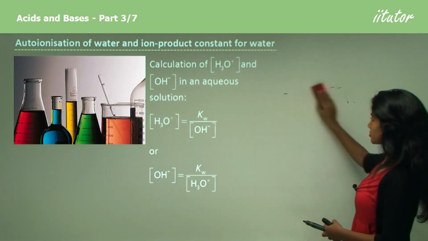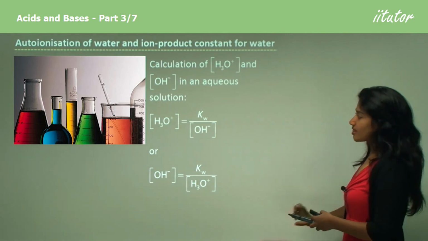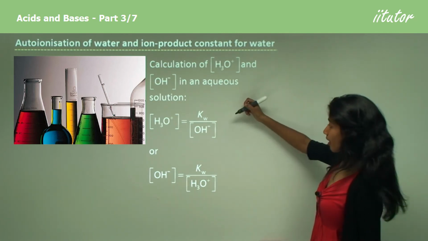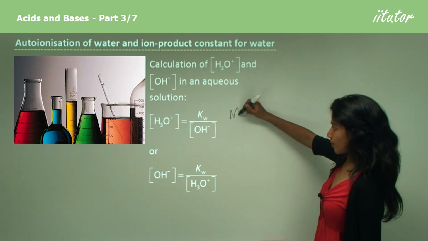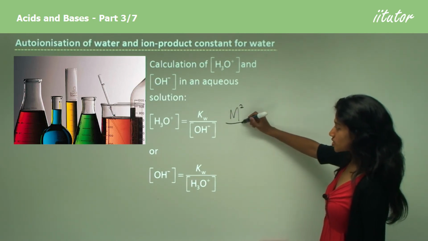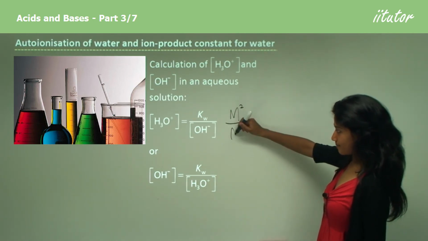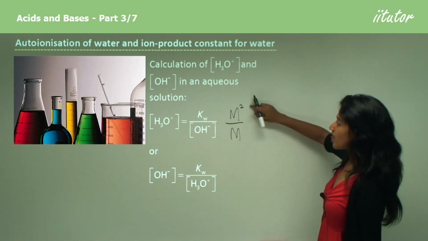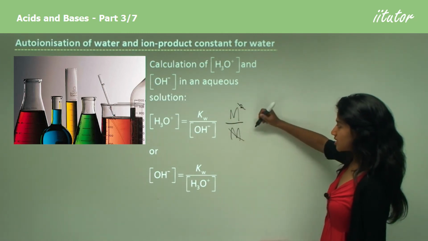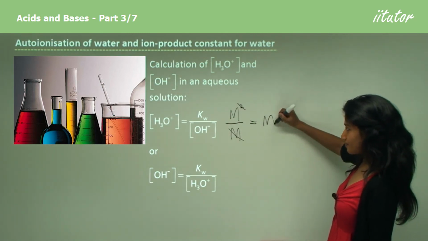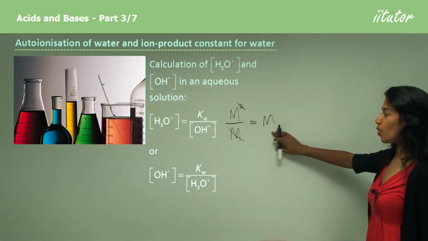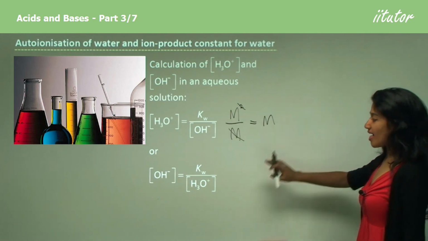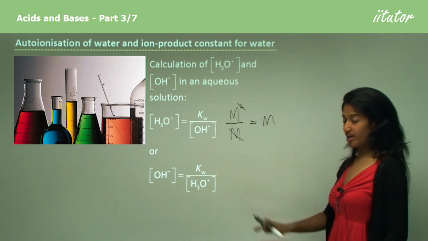It is also vital to know that the units also correspond to this. The units of Kw is M squared, and the units of any concentration is M. So what happens is this cancels out, so we're only left with an M, and the concentration of hydronium ions would always have a unit of M, and that is the same for the hydroxide ion concentration.